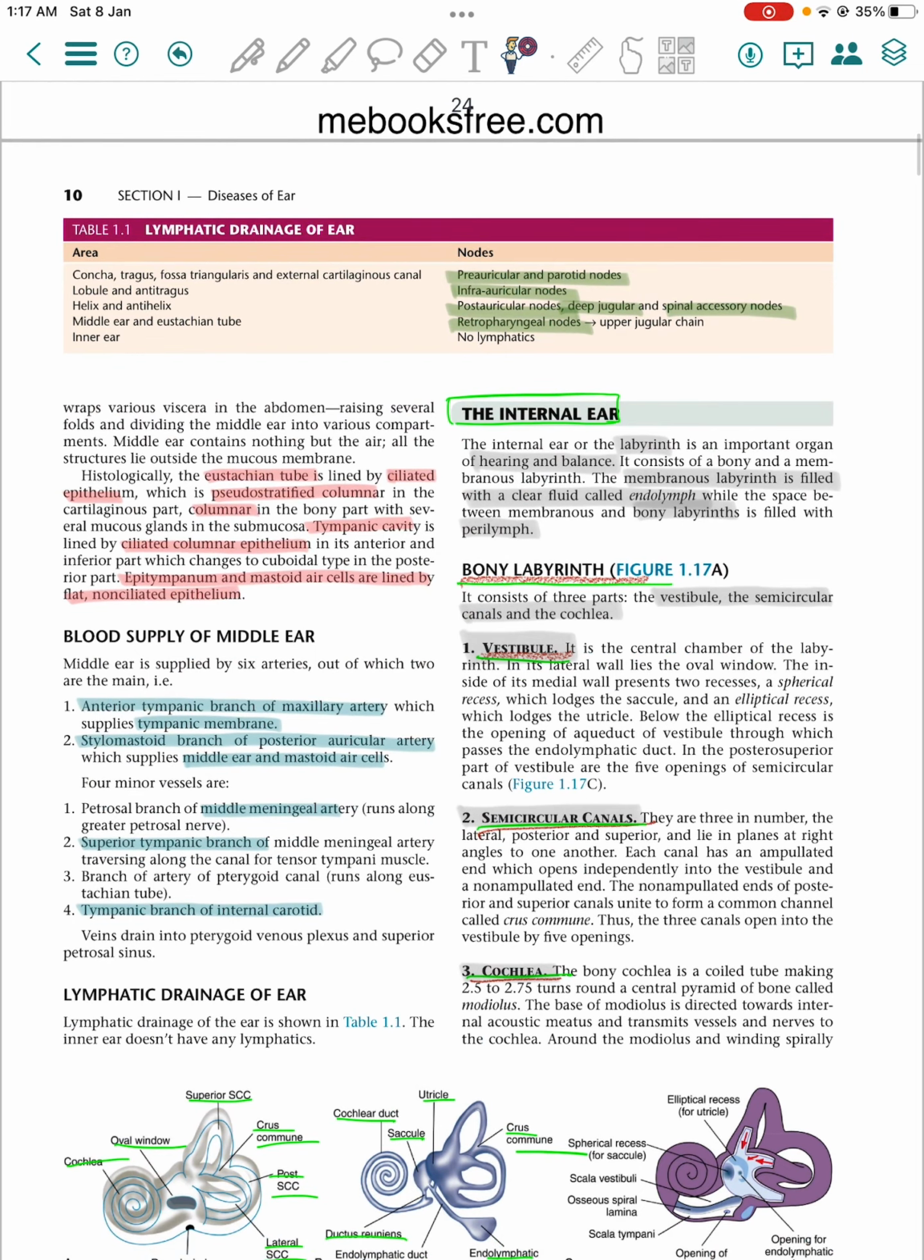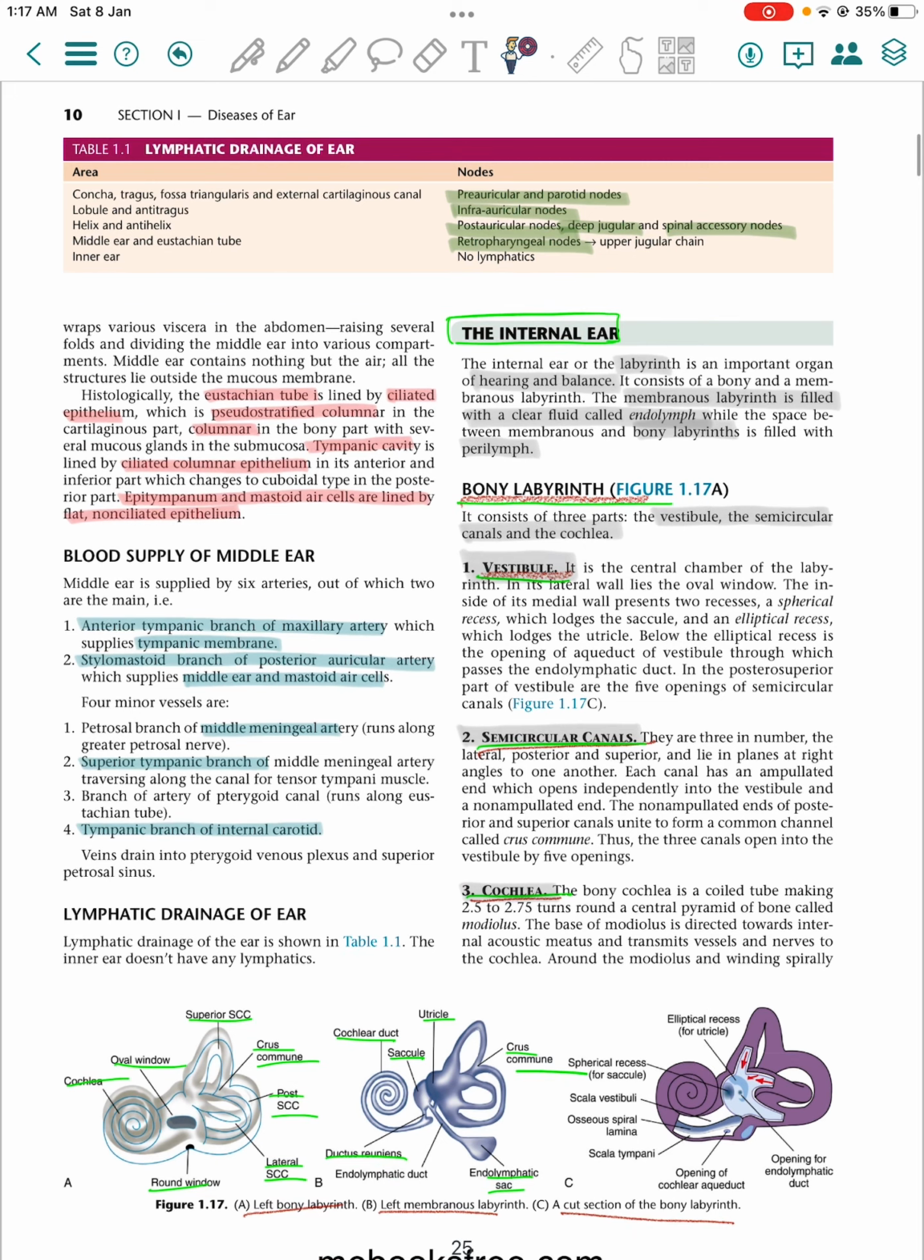Then guys, let's look at the blood supply of the middle ear. It is mainly supplied by two main arteries, the maxillary artery and the posterior auricular artery. The anterior tympanic branch of the maxillary artery supplies the tympanic membrane, and the stylomastoid branch of the posterior auricular artery supplies the middle ear and mastoid air cells. The minor ones are the middle meningeal artery, with its superior tympanic branch, and the tympanic branch of the internal carotid artery.